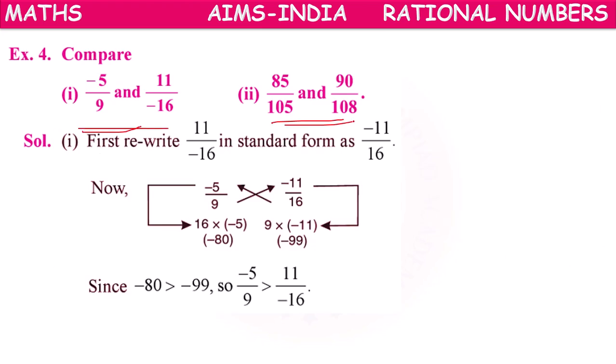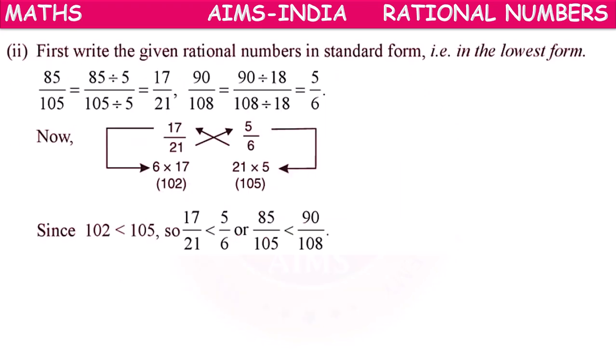These examples also. Minus 5 into minus 16. But here we have to write in standard form. Minus will go up. Denominator should never have a minus sign. So minus 11 by 16. Minus 5 by 9, minus 11 by 16. Minus 5 into 16, minus 80. Minus 11 into 9, minus 99. Minus 80 is greater than minus 99. Okay, children. Like that, this one also you can do.